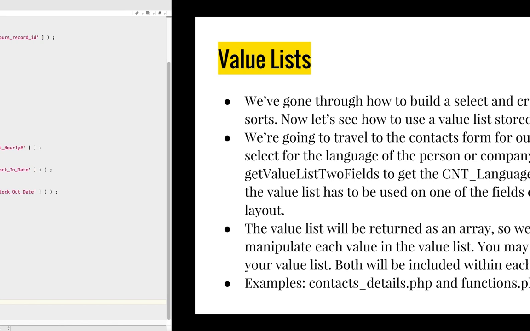For this to work, the value list has to be used on one of the fields on the reference FileMaker layout. The value list will be returned as an array, so we must use a for each loop to manipulate each value in the value list. You may be using 1 or 2 fields in your value list, and that's okay because both are going to be included within every element in the array.